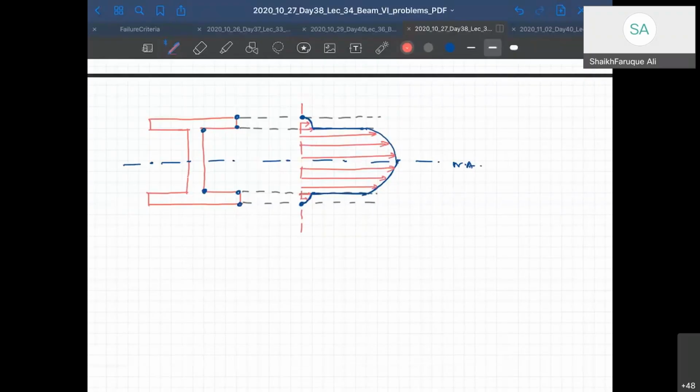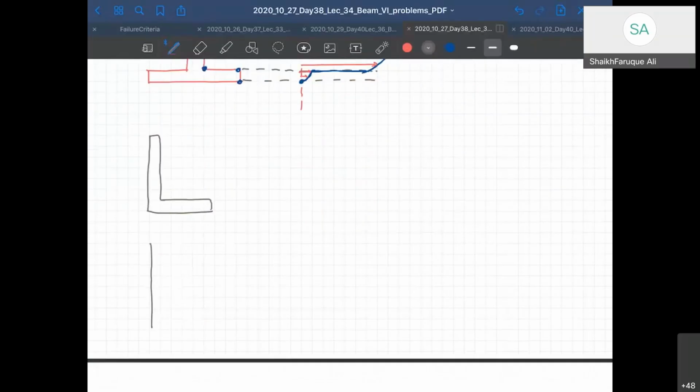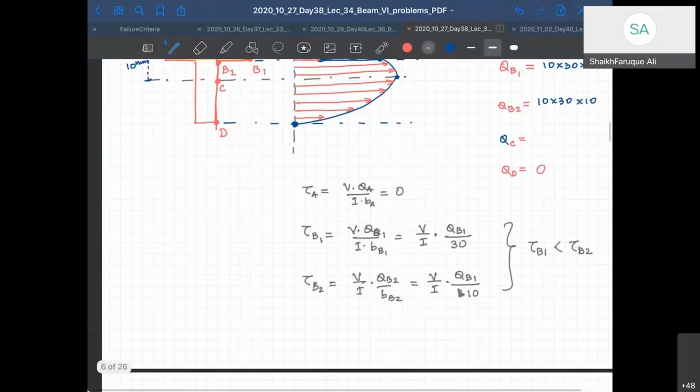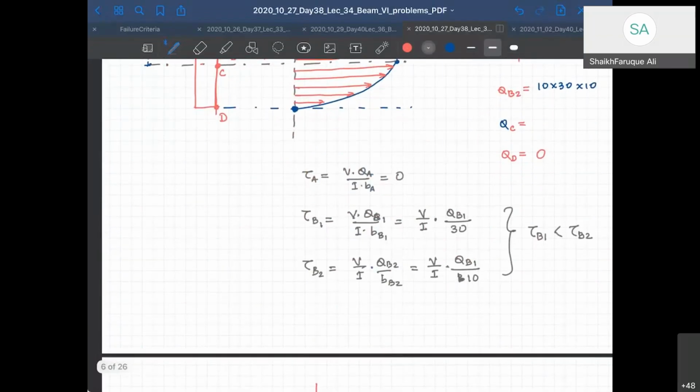So if I give you any section now, you can draw for that, right? You can draw for a channel section. If I give you a channel section or an angle section, you can draw your shear stress distribution. So that's one thing that we need to cover today. You learned how to draw shear stress distribution for different kinds of sections and how to calculate Q and shear stress, so that the distribution is known.